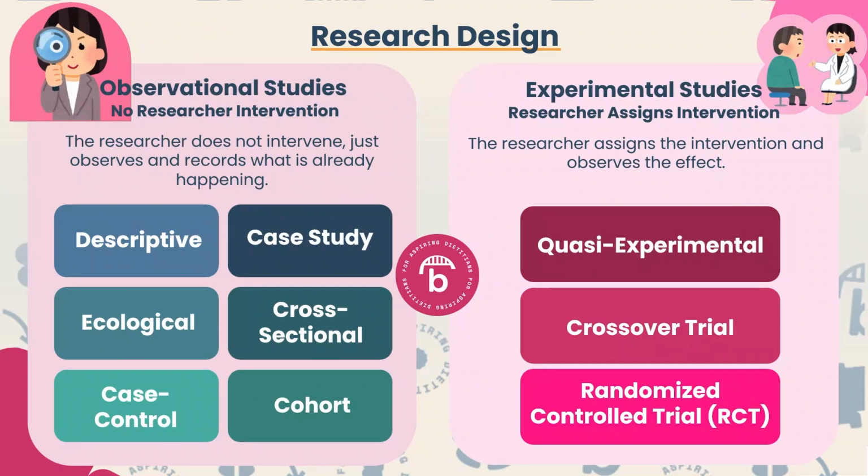Before we move on, let's bring it all together. You should now be able to identify the major types of study design: 6 observational, 3 experimental. Of all of these, RCTs provide the strongest evidence. They help us go from observing associations to establishing causation. But remember, each design has its place.